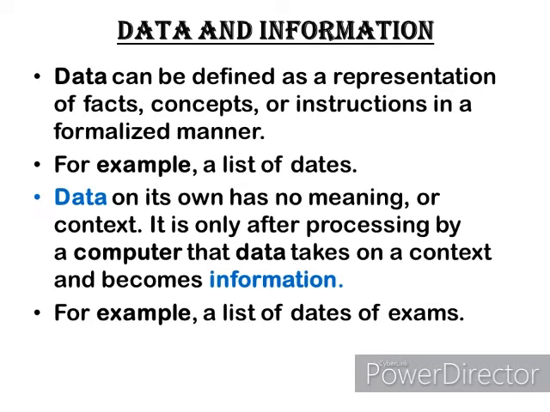Data can be defined as a representation of facts, concepts or instructions in a formalized manner. For example, a list of dates. Data on its own has no meaning or context. It is only after processing by a computer that data takes on a context and becomes information. For example, a list of dates of exams. A computer takes data as input and provides information as output.